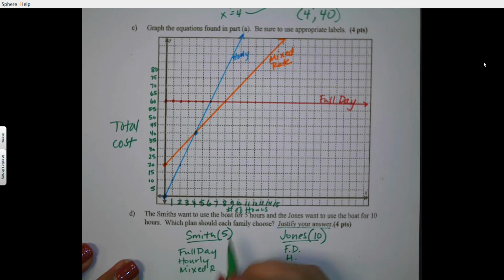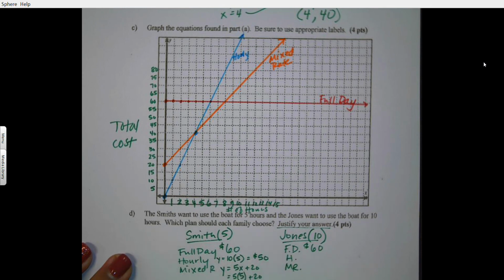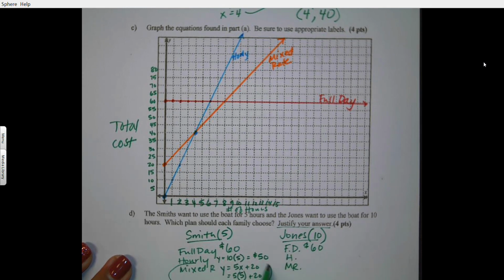So full day costs me $60. No matter how many hours I use it, it costs me $60. Hourly, this is y is equal to 10 times x, x is 5. So this is $50 for the Smith family. Mixed rate, my equation is 5x plus 20. So I have 5 times 5 plus 20. So I actually have $45. This is 25 plus 20, 45. So the Smith family should use mixed rate.